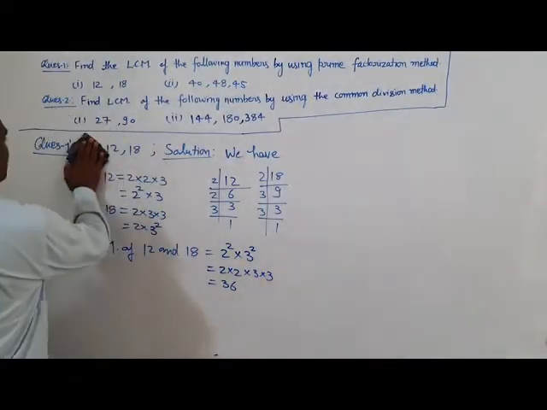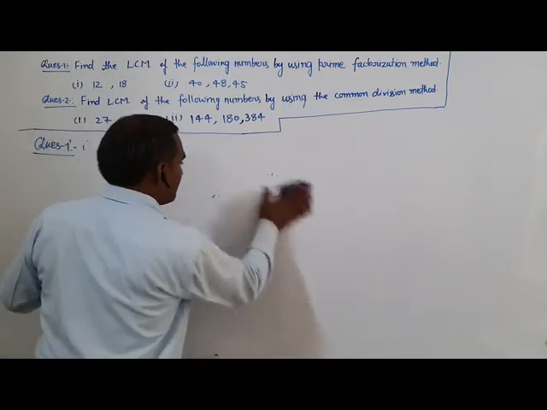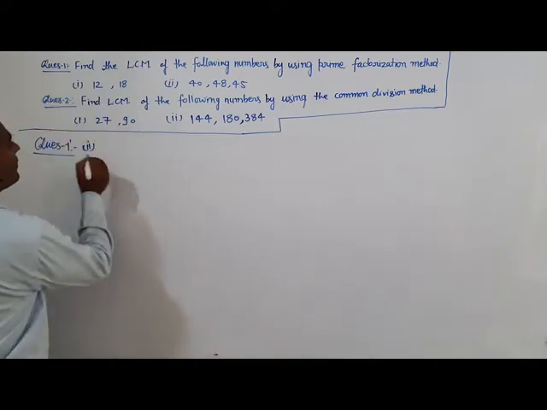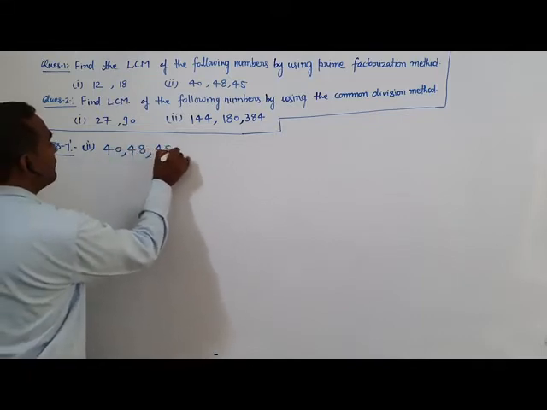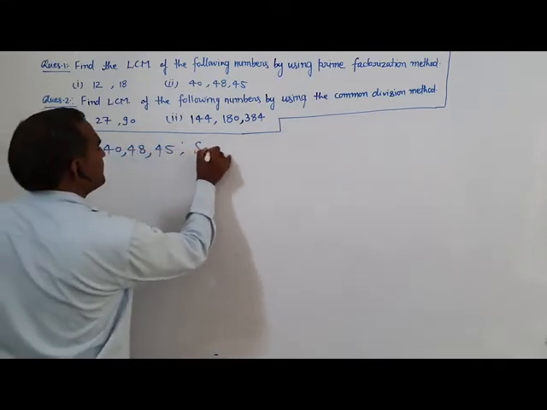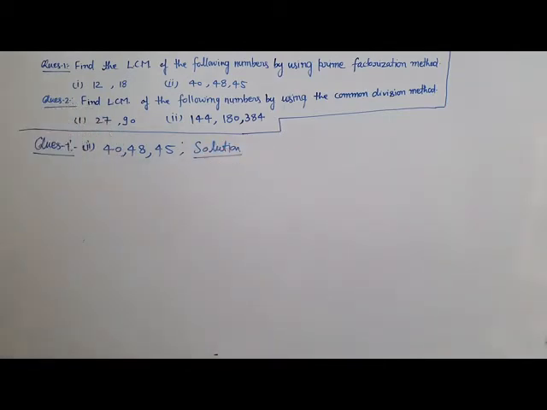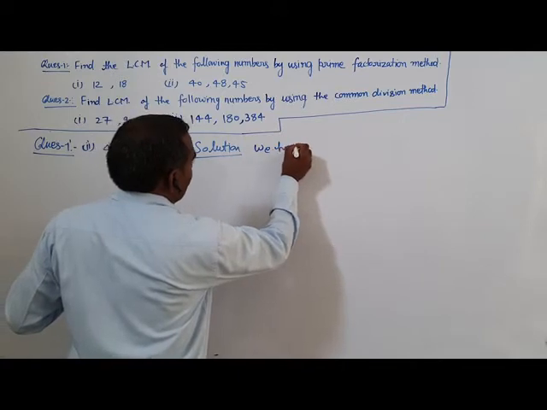Now we solve option second. Option second is 40, 48, 45. Solution. You have to find the factors of 40, 48 and 45. We have 40.